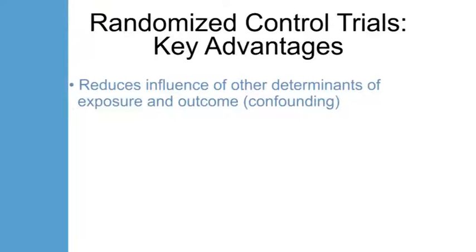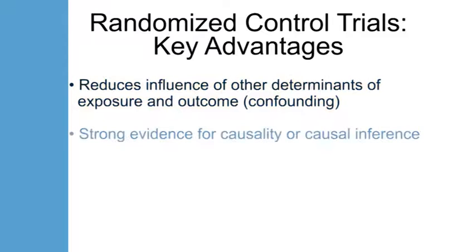Okay, now let's talk about the key advantages to performing randomized controlled trials. First, randomization reduces the influence of other determinants of exposures and outcomes, i.e. confounding. This study design provides strong evidence for causality or causal inference. Since investigators assign the exposure or medical treatment, the time or temporal relationship between exposure and outcome is clear.